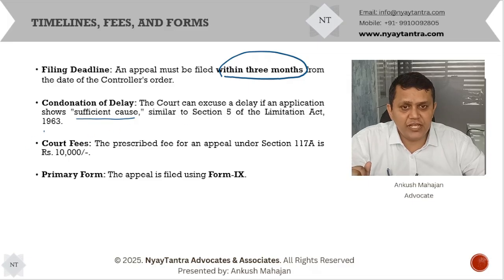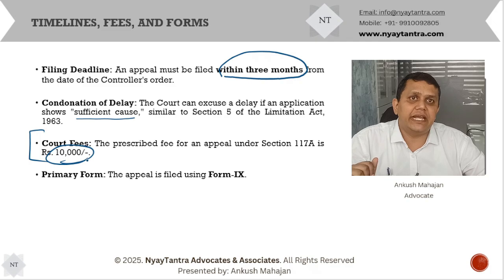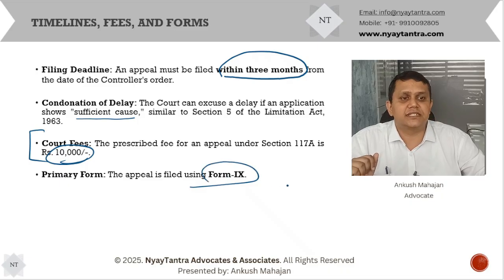The court fee as of now is rupees 10,000 for filing an appeal in a patent matter, and the primary form, which we have already discussed, is the form 9, which is discussed in the IPD Rules 2022.